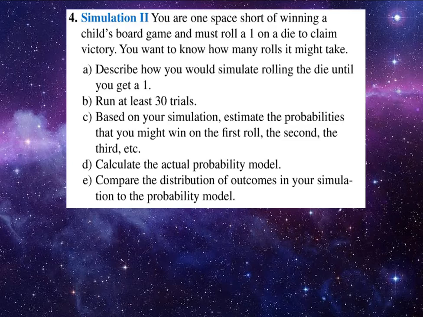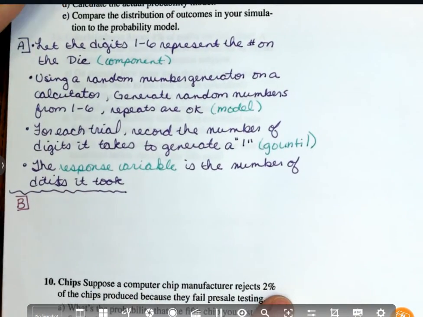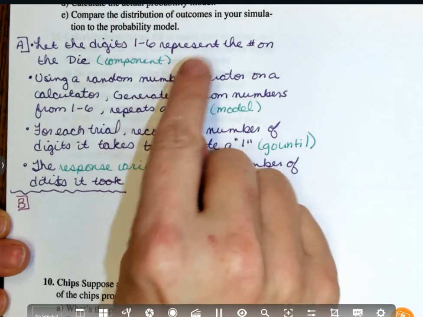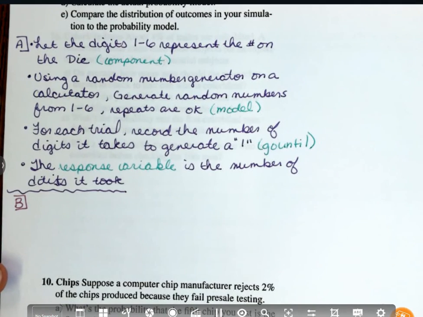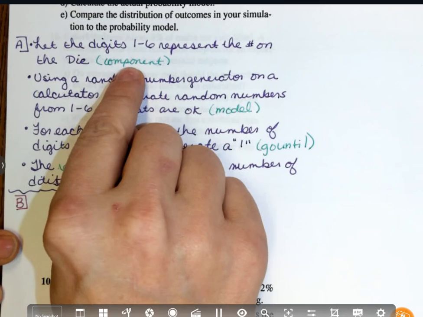So let me show you what I've got. I highlighted here in a different color what I was talking about. First thing, you need to identify your component. So I'm going to let the numbers 1 through 6 represent the number on the die. Because I'm specifically talking about the numbers 1 through 6, and all of those numbers are single-digit numbers, I don't need to worry about stating single-digit. If I were talking about the numbers 1 through 15, I would have to be careful with that and make sure I'm talking about double-digit numbers. Okay? So you identify your component.